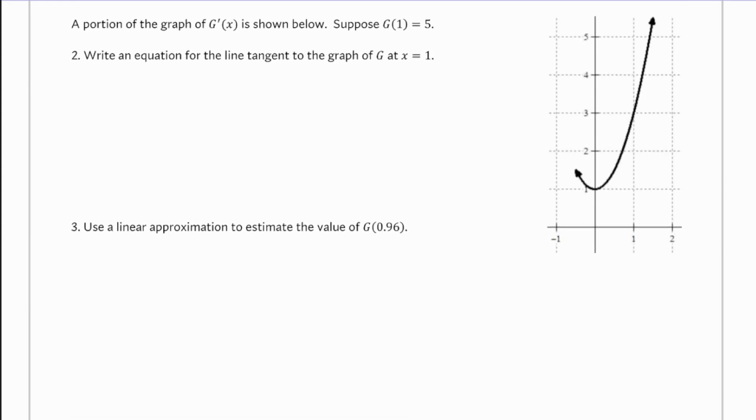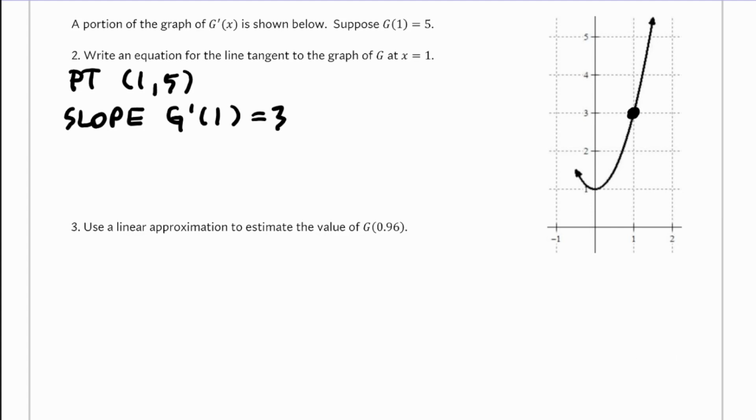Here we've got a portion of the graph of the derivative shown and a point on the graph of the original function. So writing an equation for the line tangent to the graph of g, the point is going to be x equals 1 and y equals 5, because g of 1 equals 5. The slope is going to be g prime of 1, which I'll get from the graph right there. It's going to equal 3. And then I can write the equation using point slope form. y minus 5 is equal to the slope times x minus 1.